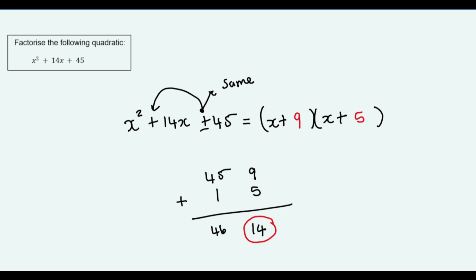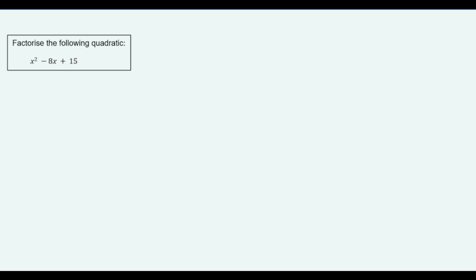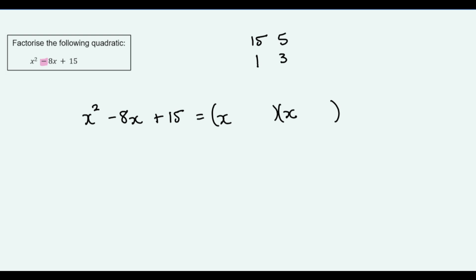Okay, the third one. What happens if we have a negative over there? Let's see. We have x squared minus 8x plus 15. You still write your two brackets, x and x. Now, what are the factors of 15? Either 15 and 1 or 3 and 5.